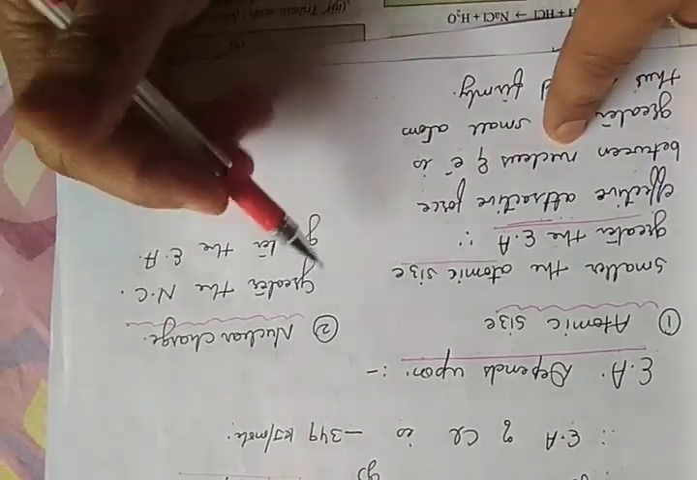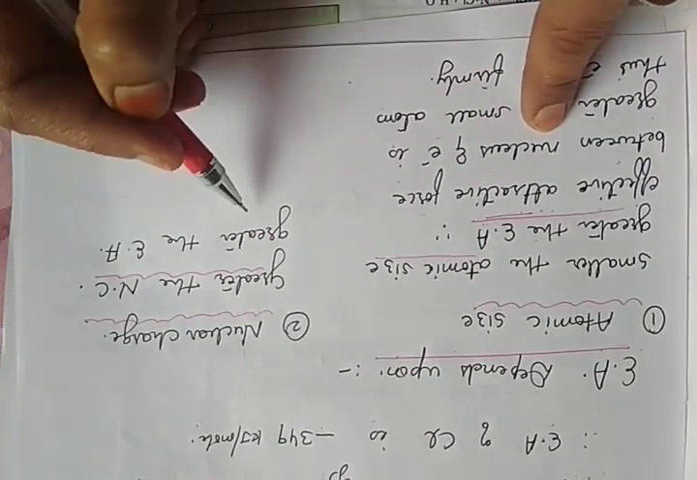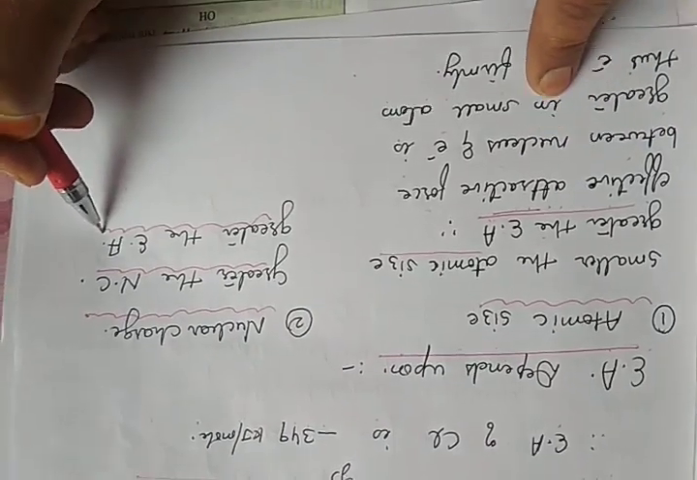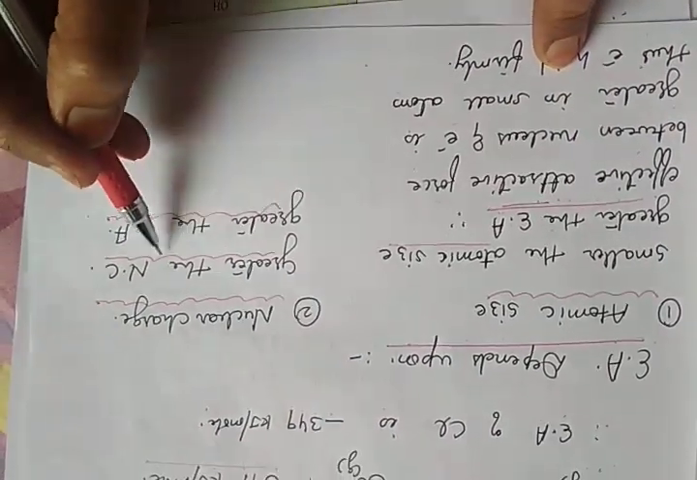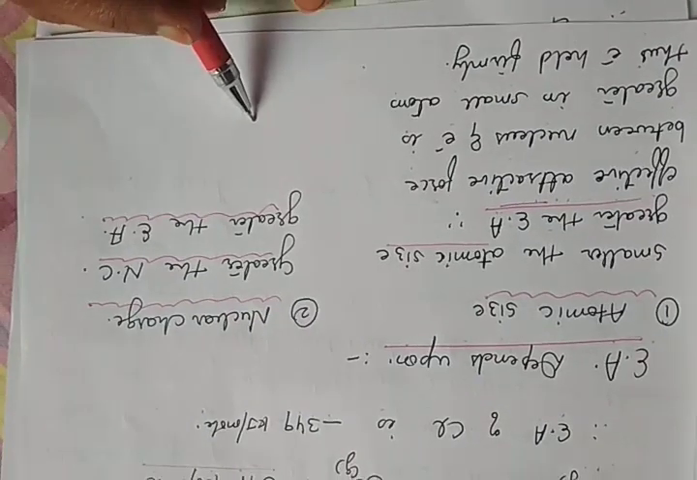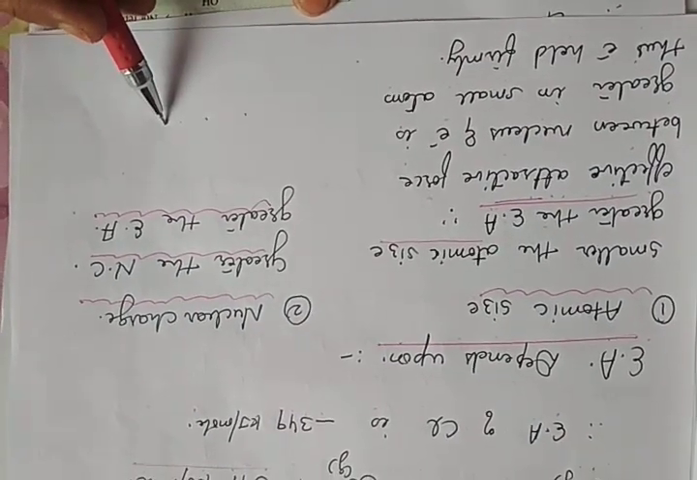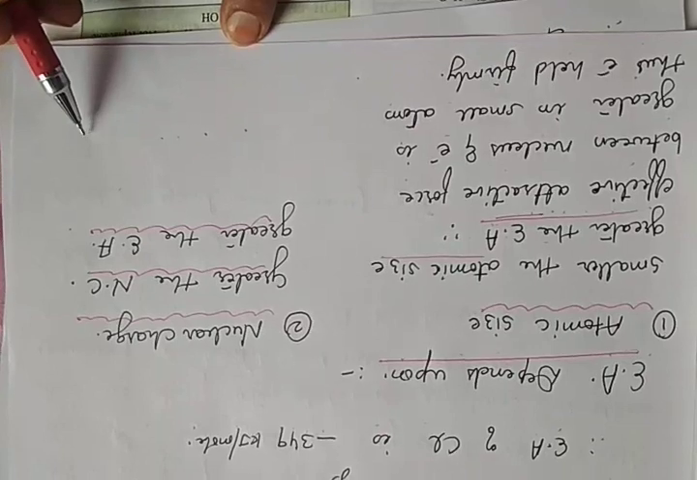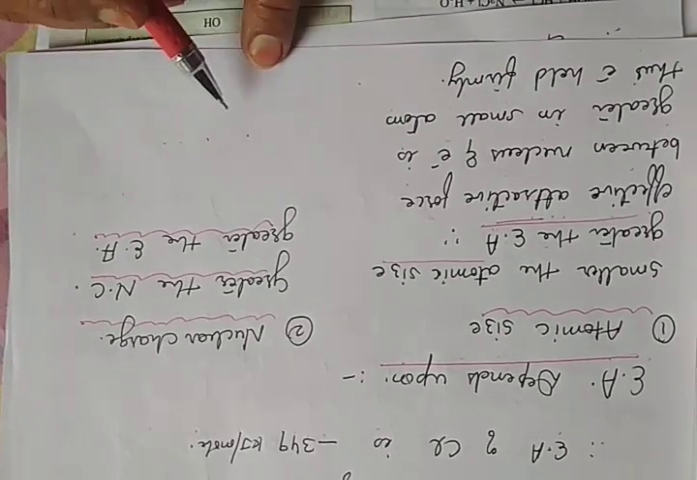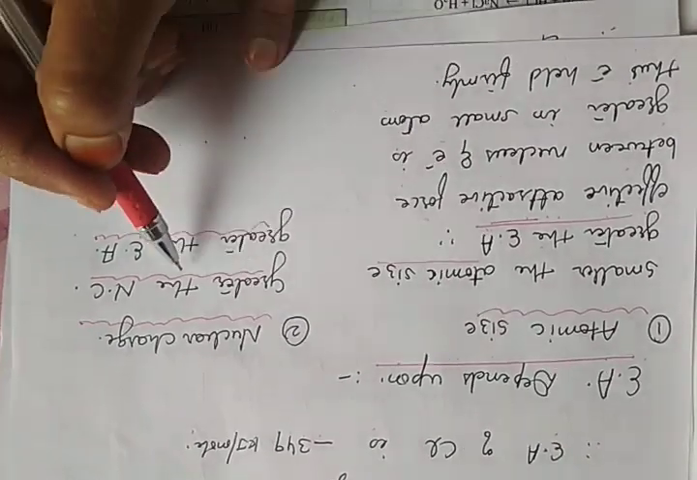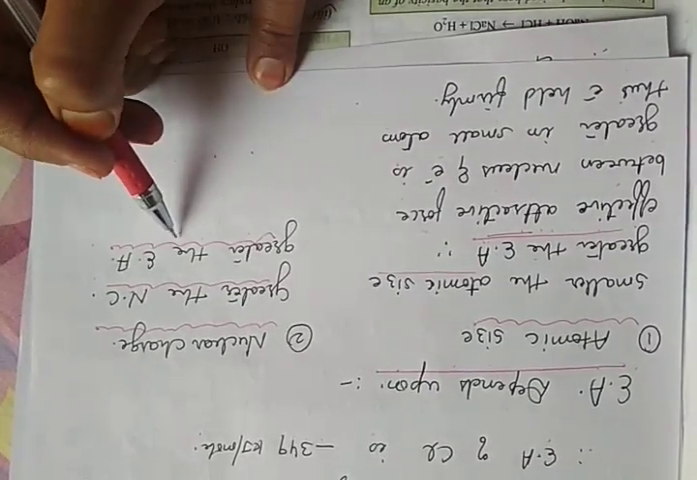In a similar way, the greater the nuclear charge, the greater the electron affinity, because more force of attraction will be applied by the nucleus to hold the incoming electron and thus will form a stable anion. Thus, more energy is released. Therefore, the greater the nuclear charge, the greater the electron affinity.